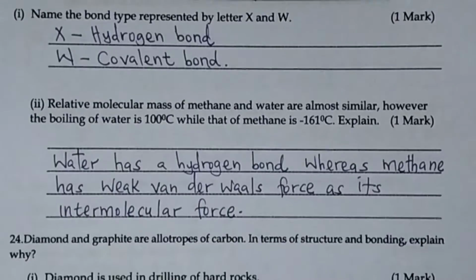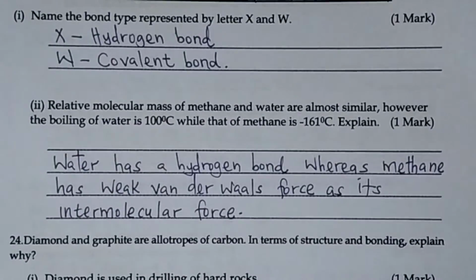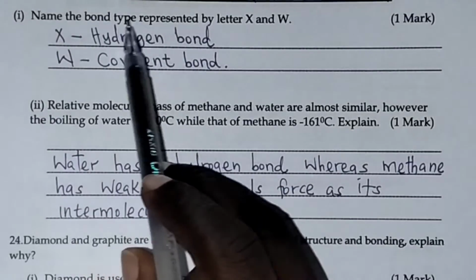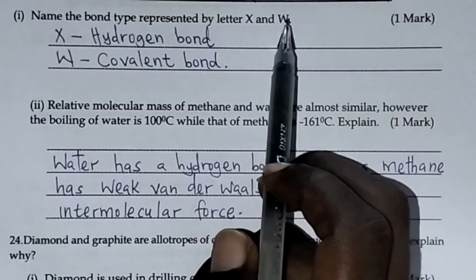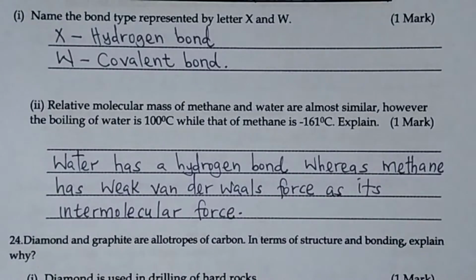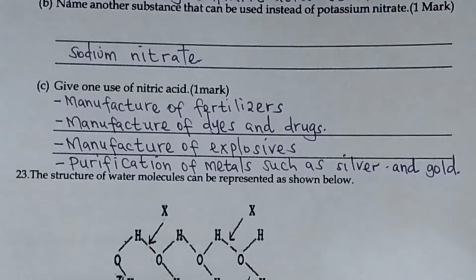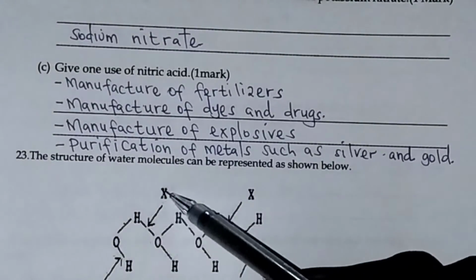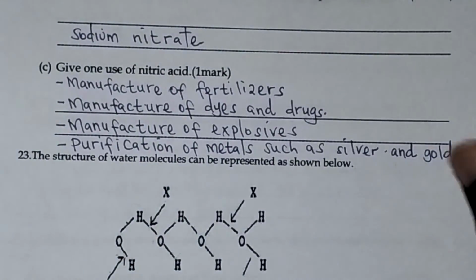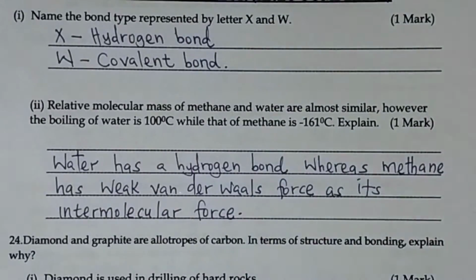So question number 23, Roman 1, we are told name the bond type represented by letter X and W. Letter X is the one for hydrogen bond, as you see here. X is hydrogen bond. Then W is covalent bond.